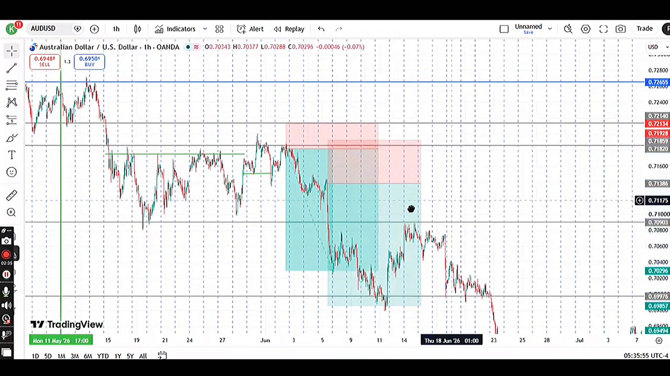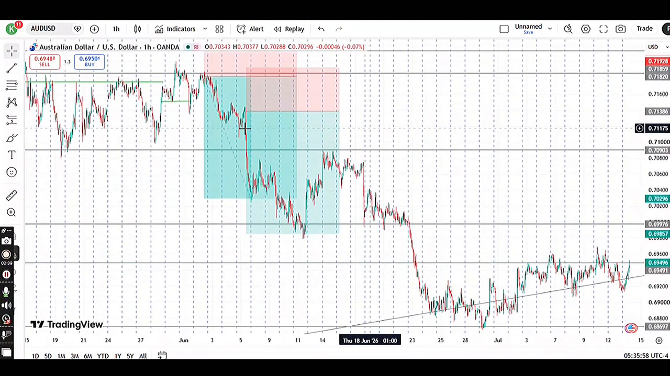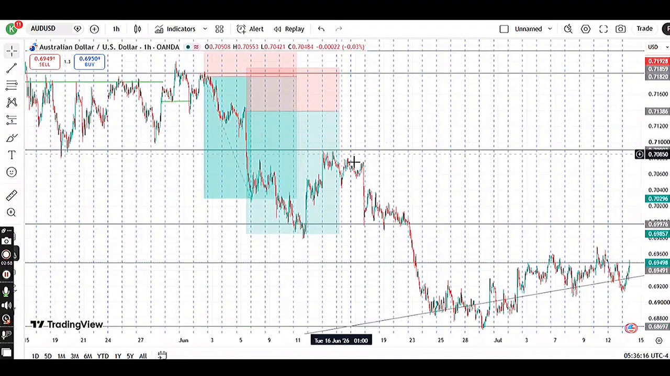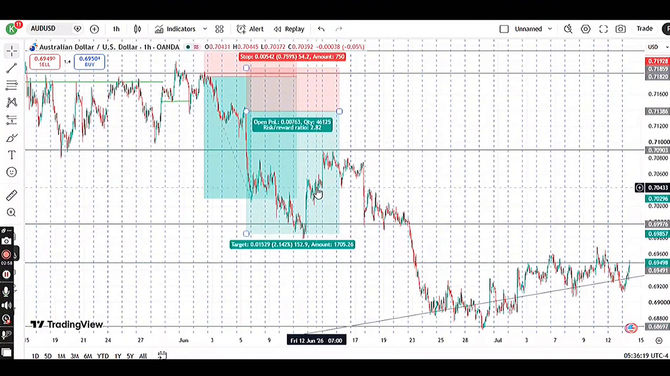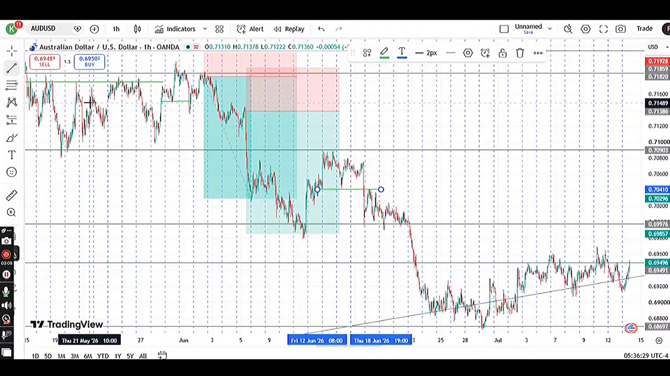Now, coming to this second one, you can see that when the price reached this level, it became a support level, which pushed the price backwards. Now, look at this level. This high here was taken out. So when this high was taken out, the next thing is that the market broke this particular structure. Look at this here. This is a breakout structure.